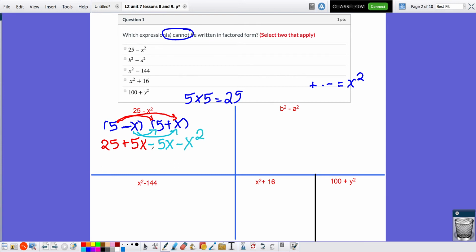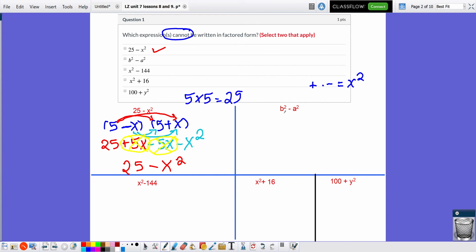So when you look here, you can see it's very interesting because positive 5x and negative 5x will cancel. This is the reason why you don't have the term that has x. So your equation will be 25 minus x squared, which is what you have here, and it checks. So this equation can be written in factor form. We need the expressions that cannot be written in factor form.